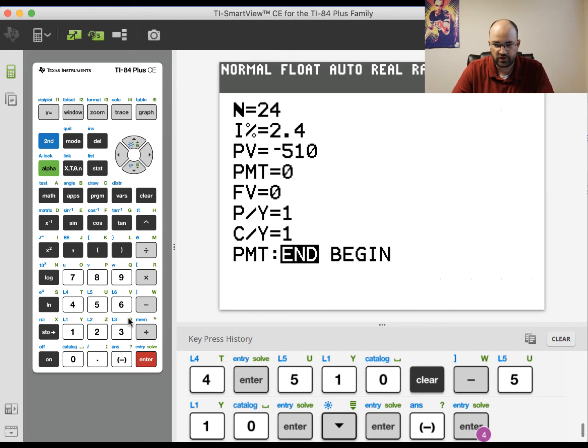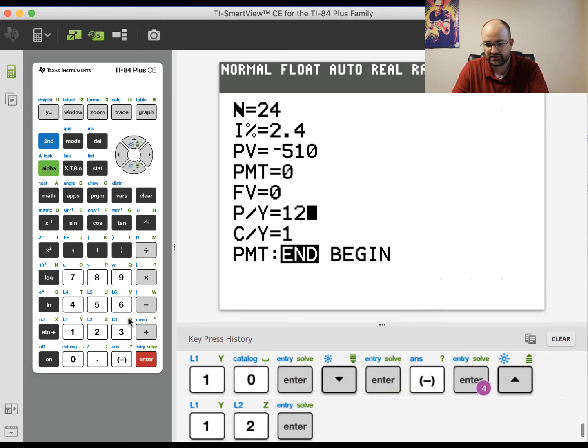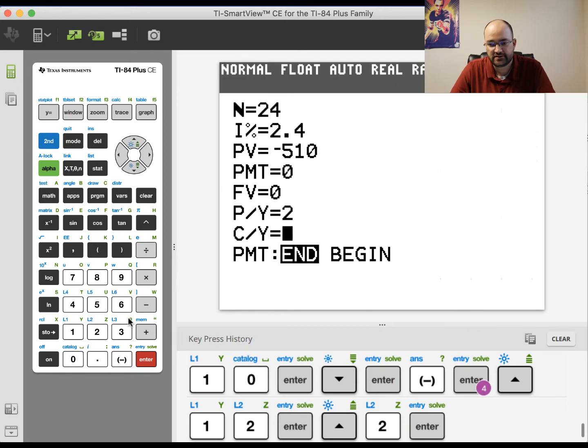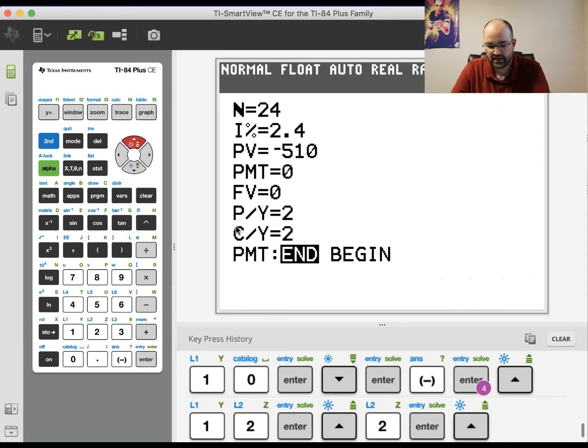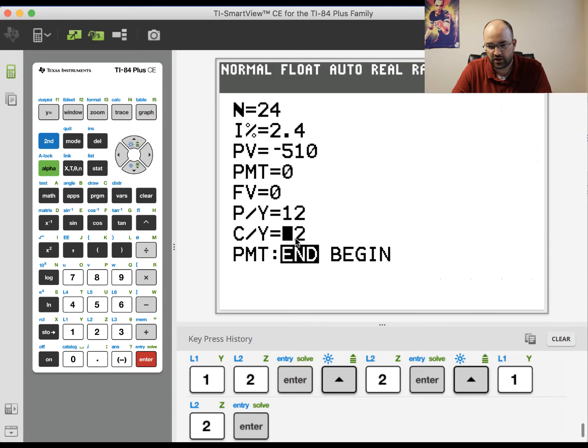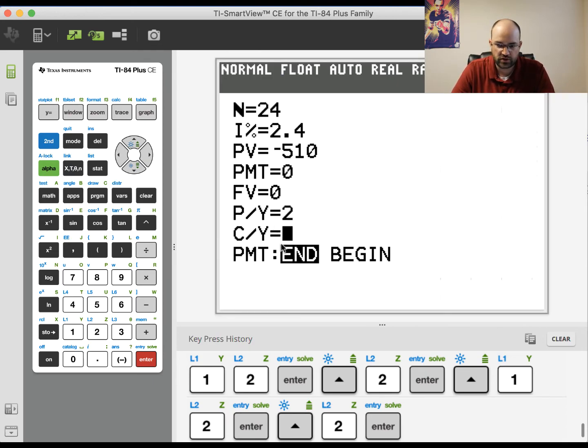P/Y and C/Y. Now, these two will always be the same for us. And P/Y and C/Y will be N, basically. So in this case, notice that if I type in 12 for P/Y, C/Y automatically goes to 12. If I type in 2, which is what we want, P/Y, C/Y also goes to 2 as well. So they're both going to be 2. Now, PMT end or begin. It should always be end unless stated otherwise, and I'll talk about the only times when we get there, if we get there.